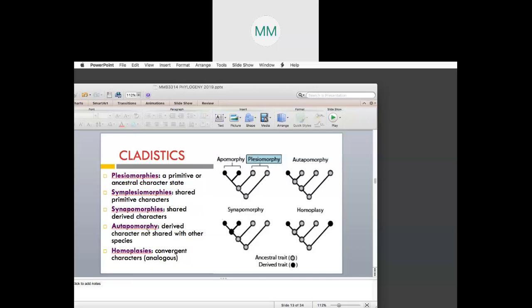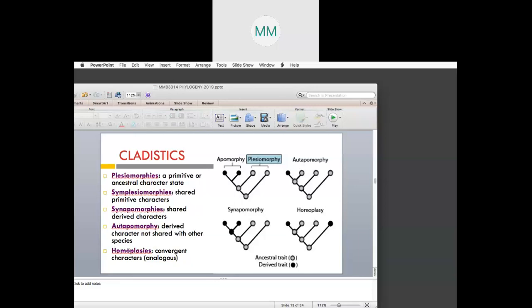Autapomorphy is a derived character not shared with other species. It means only this descendant has this character. So that character is very species specific. It is helpful to differentiate this species from others, but it is not helpful if you want to understand relationships with other groups. So that is what autapomorphy is.